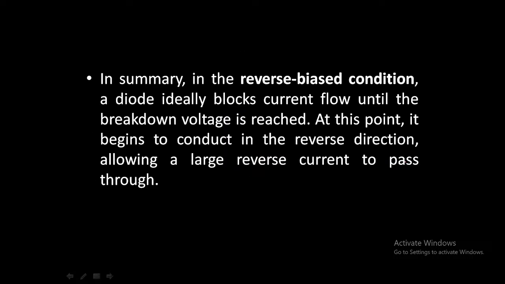In summary, in the reverse bias condition, a diode ideally blocks the current flow until the breakdown voltage is reached, and at this point it begins to conduct in the reverse direction, allowing a large reverse current to pass through. That is what we have seen in this session.